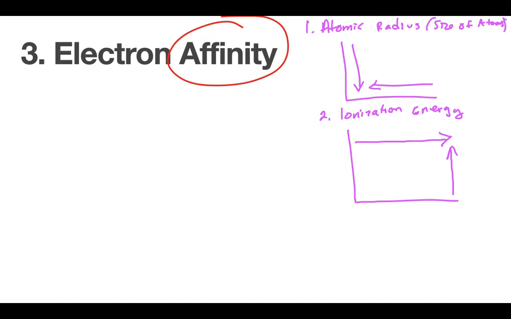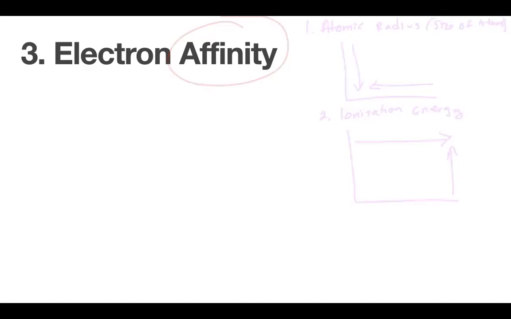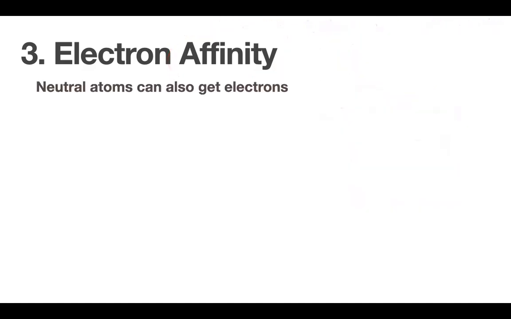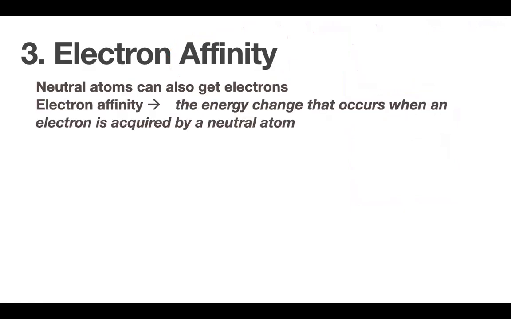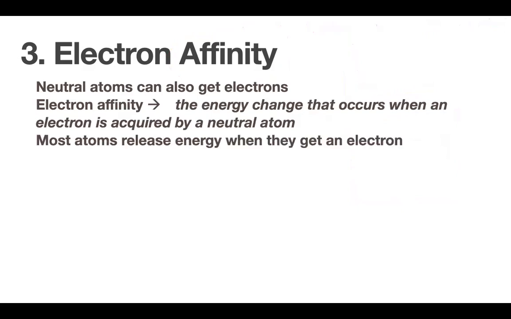interest. I'm going to say, like, if you have an affinity for science, that means that you're interested in science. If you have an affinity for art, maybe you're good at drawing and you like doing those things. So it's kind of like an interest in. So neutral atoms can also gain electrons. So electron affinity is the energy change that occurs when an electron is acquired by a neutral atom.